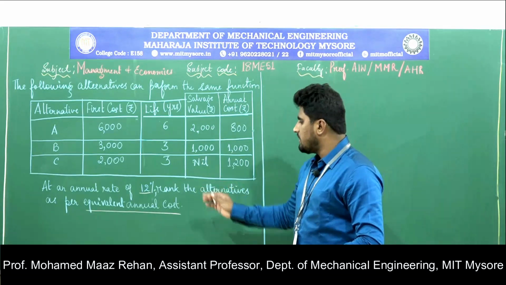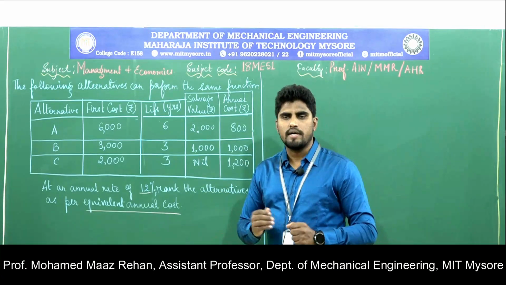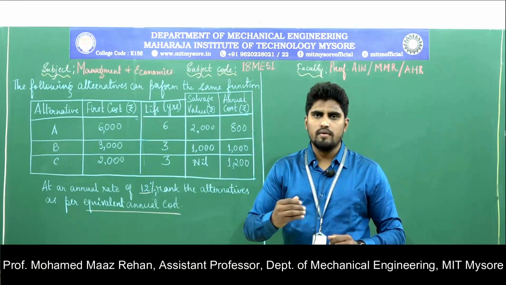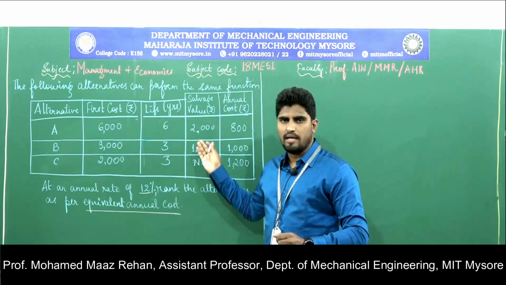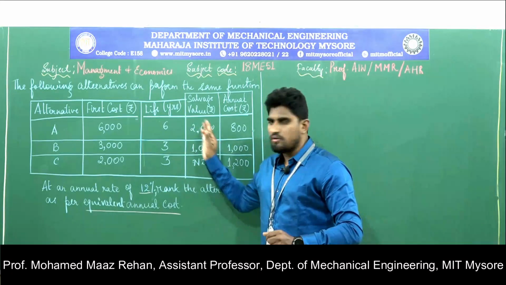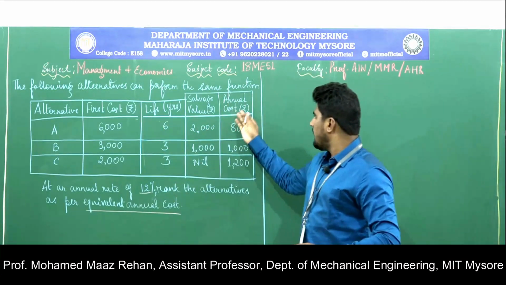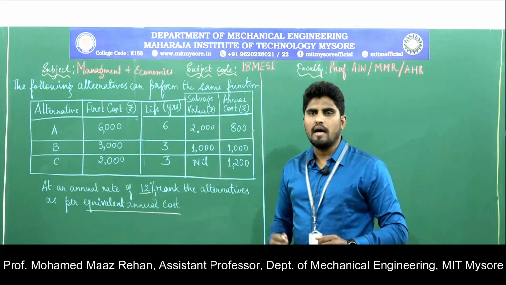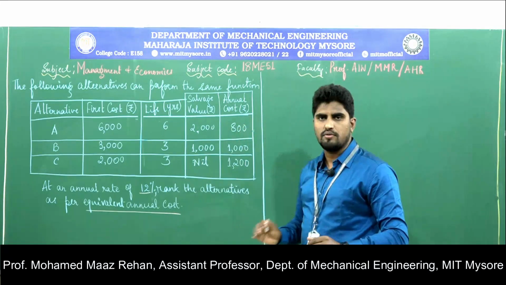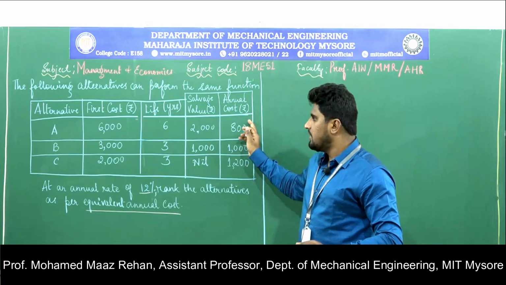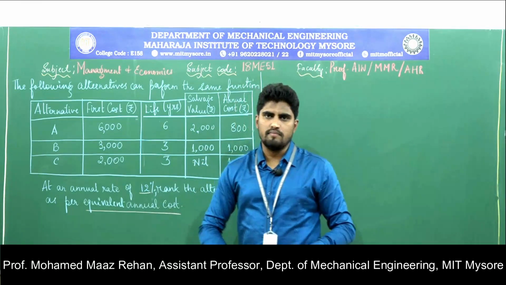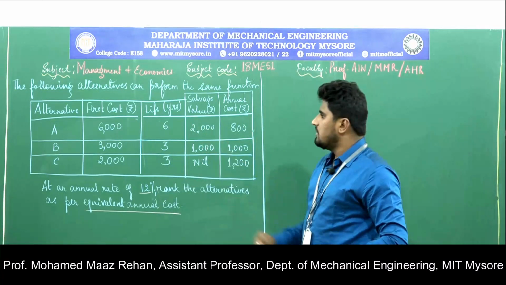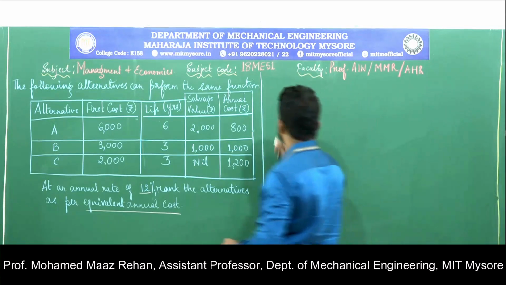So in annual equivalent worth, all quantities we are going to convert to A. If you have salvage value, that is a future value, you are going to convert it to A. Here you have annual cost, that is already annual, already A, so no need to convert this part. The first cost, that is P, you need to convert to A. So we shall solve alternative A.